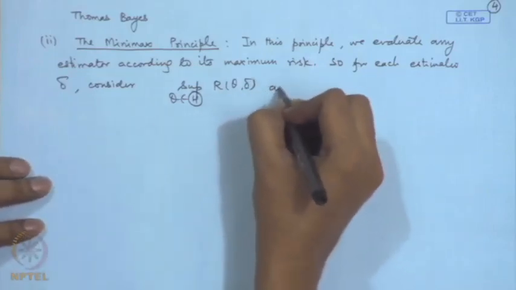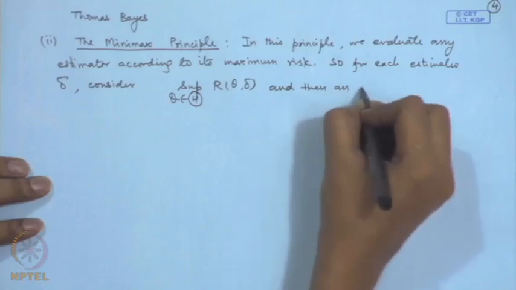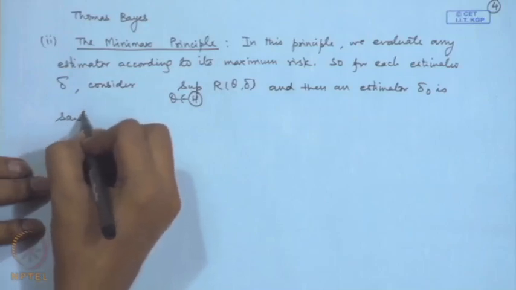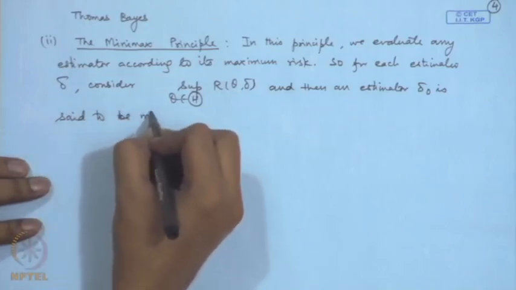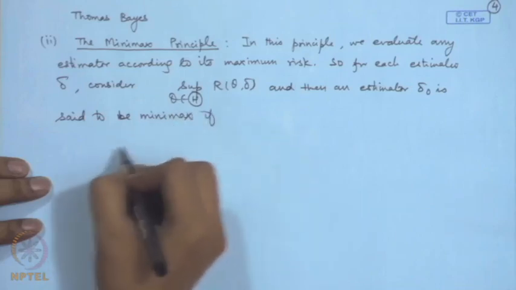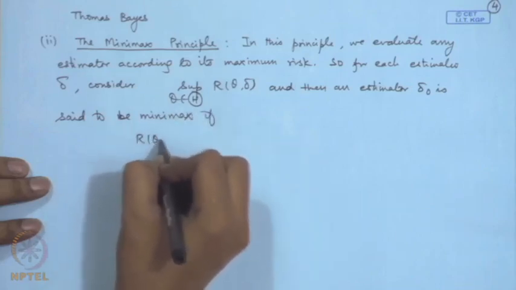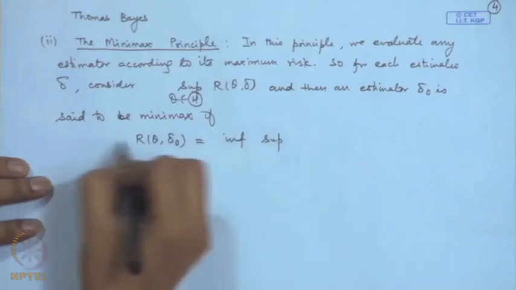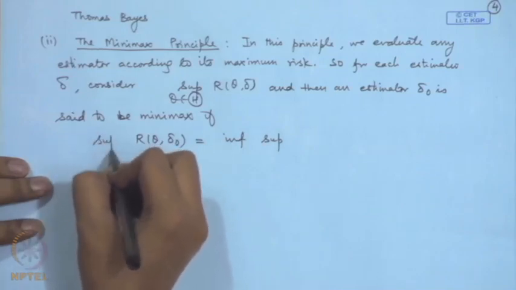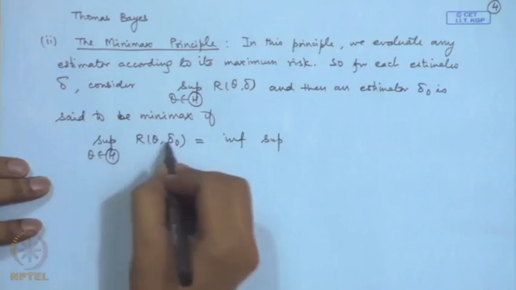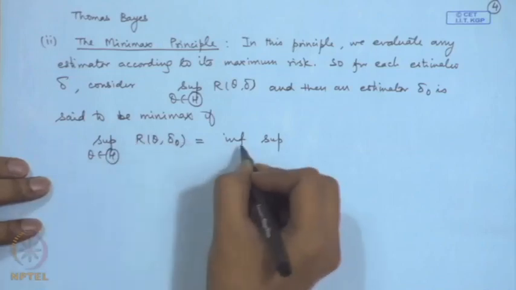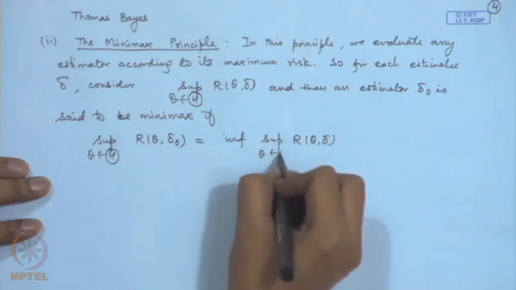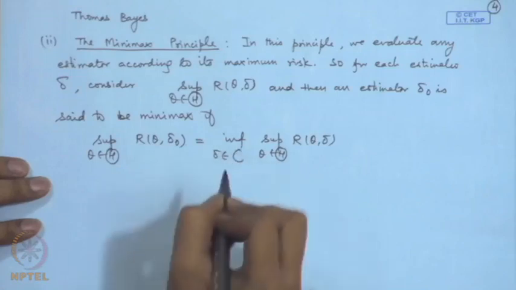and then an estimator delta naught is said to be minimax if the supremum of r(theta, delta naught) is equal to the infimum of the supremum of r(theta, delta). That is, the maximum risk of delta naught is actually the minimum among all the available estimators, where C is the class of all the estimators.